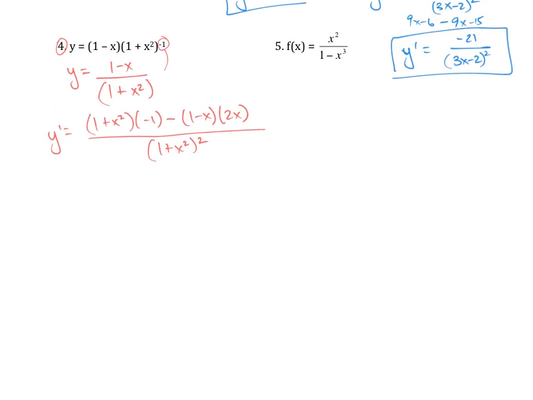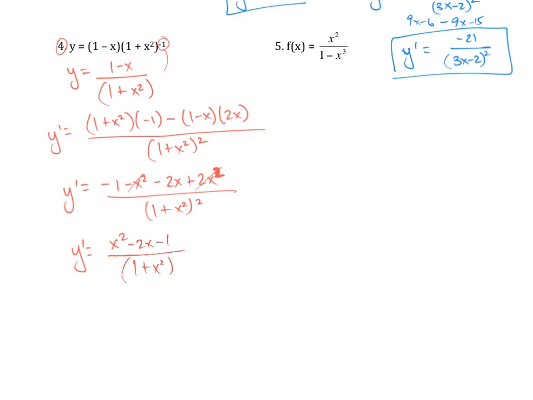But we can simplify the top, so let's just go ahead and do that. This becomes negative 1 minus x squared. This becomes negative 2x plus 2x cubed, all over this 1 plus x squared, quantity squared. And now just cleaning this up a little bit here, and I just realized I made a boo-boo. That should be squared right there. So this ends up being x squared right there minus 2x minus 1 all over 1 plus x squared squared.